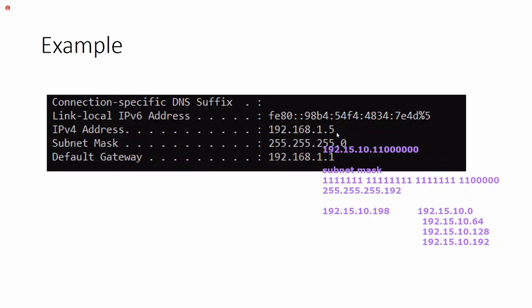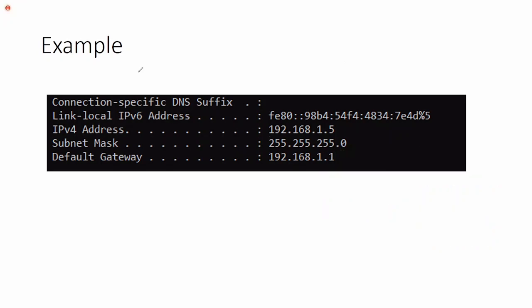Okay, say this is your IP address, 192.168.1.5, right? Subnet mask is 255.255.255.0. Then let's try to find out the network ID. First, I'm going to write the IP address in binary. Can somebody quickly tell me what is 192 in binary? 11000000, right?